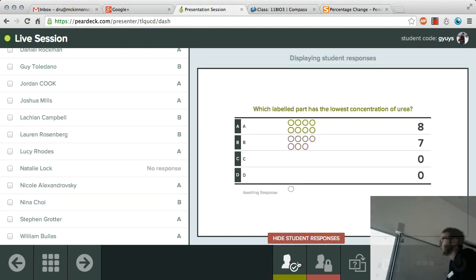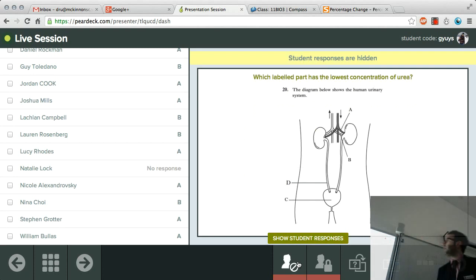Let's have a look at the responses. Alright, so almost evenly divided there between A and B. If we go back to the diagram, A is the renal artery. B, what's the name of B there? The renal vein. It is the renal vein. Alright, it is somewhat difficult to see, especially from the back of the room.